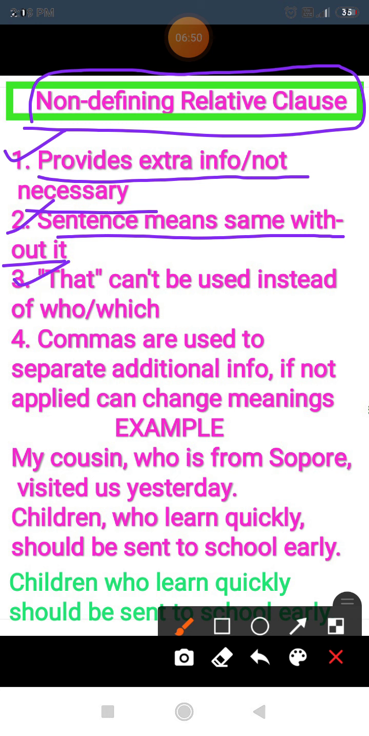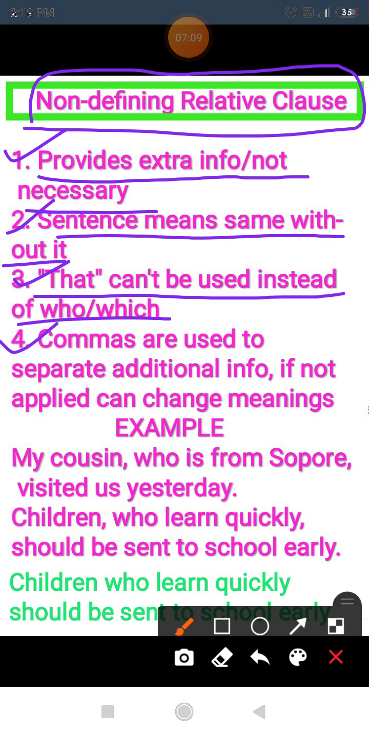Thirdly, that can't be used instead of who or which. हम यहाँ पे नॉन डिफाइनिंग रिलेटिव क्लॉज में that का इस्तेमाल नहीं कर सकते हैं एज ए रिलेटिव प्रोनाउन. रादर वी यूज who और which in subject position. that का इस्तेमाल नहीं यहाँ पे होता है.